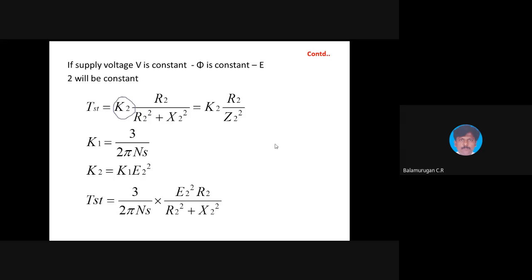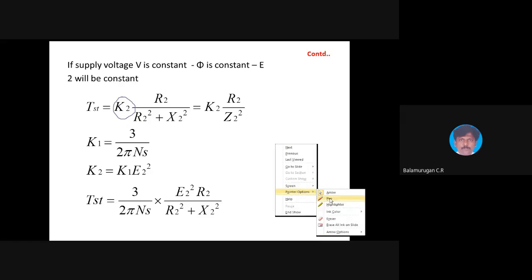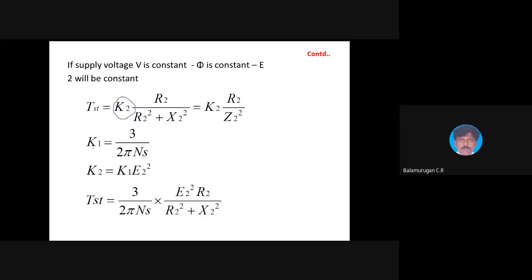And what is the value for K1? Already we have given the common parameter. So this K1 is for 3 phase. So you will have 1 by 2 pi ns. This is the actual formula. Since it is a 3 phase, 3 will be included, 3 by 2 pi ns. And what is the K2 value? K1 into E2 squared. K1 into E2 squared. So that is what we are going to substitute.